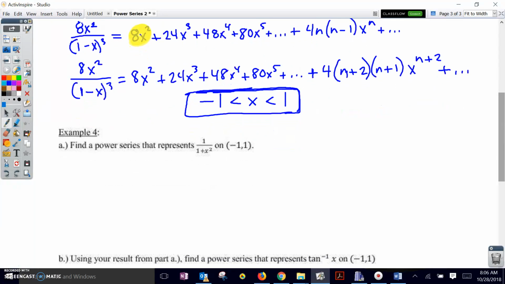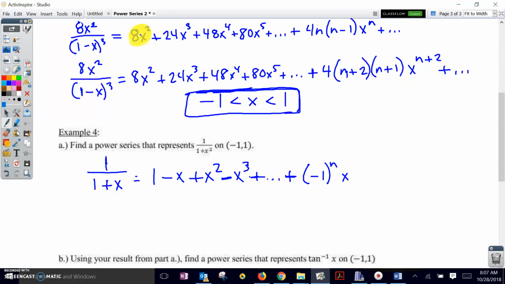Example 4. Find a power series that represents 1 over the quantity 1 plus x squared on the interval of convergence from -1 to 1. We know this series. We know 1 over 1 plus x is 1 minus x plus x squared minus x to the third, plus, and so on, plus -1 to the n, x to the n.